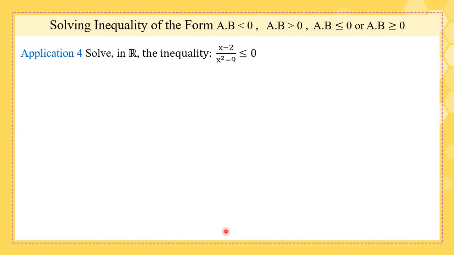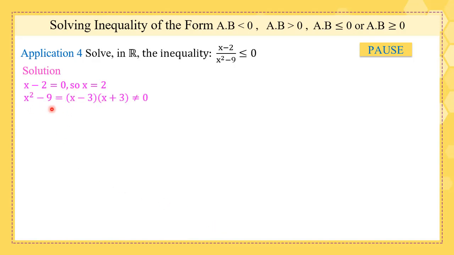Application. Solve in R the inequality x minus 2 over x squared minus 9 less than or equal to 0. Solution. First, x minus 2 equal to 0, so x equal to 2. For x squared minus 9, which is equal to x minus 3 into x plus 3, we perform the factorization. It's different from 0, so x minus 3 different from 0, x different from 3, and x plus 3 different from 0, so x is different from minus 3.